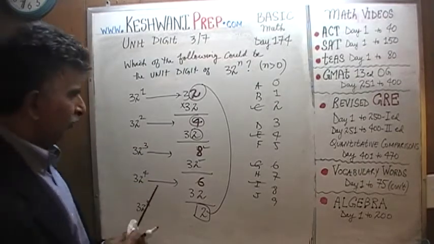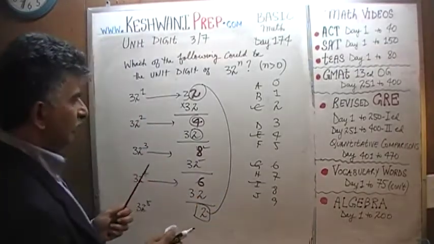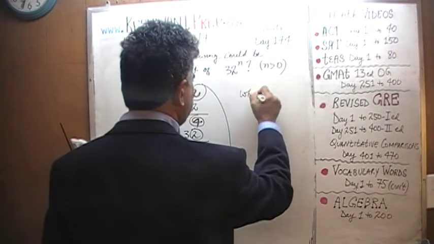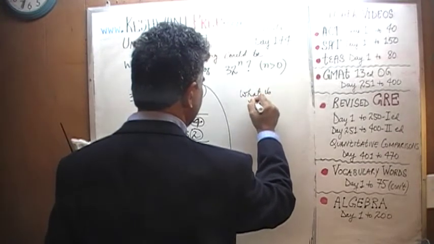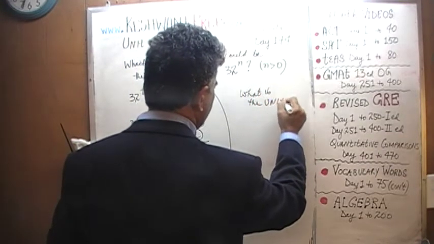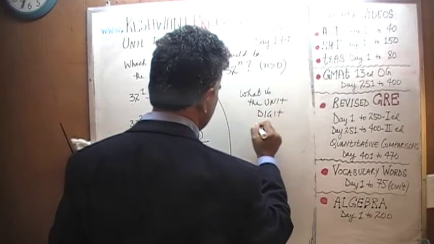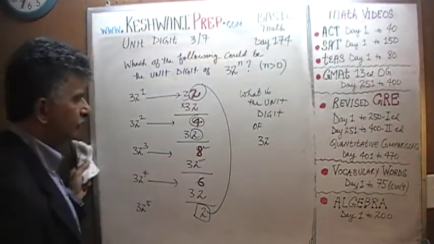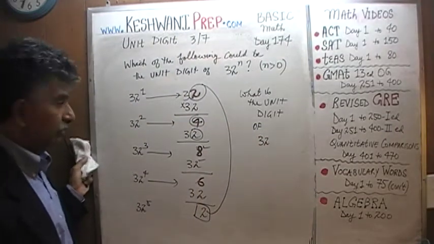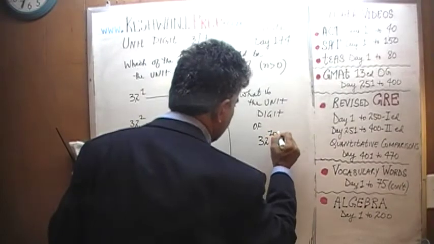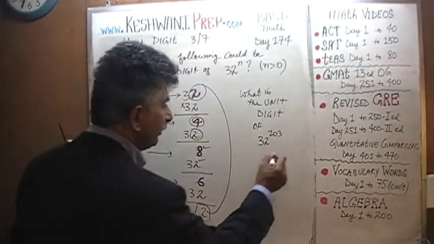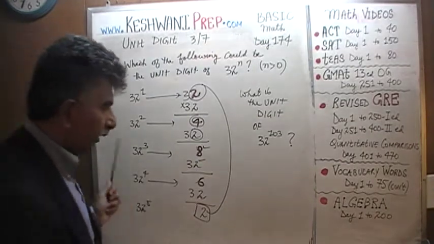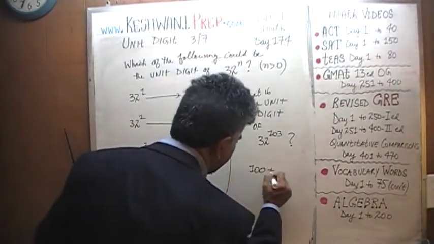Now I'm going to give you a different problem. Here's a new question. What is the unit digit of 32 raised to, let's make it, 103? What's the unit digit of 32 raised to 103? Well, 103 is made up of 100 plus the 3.